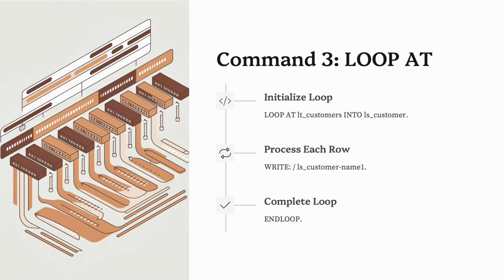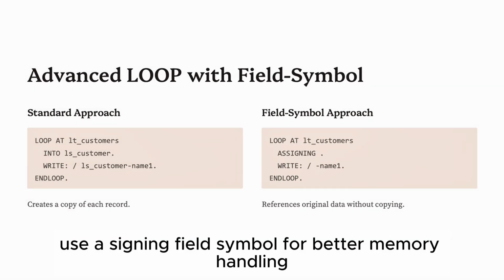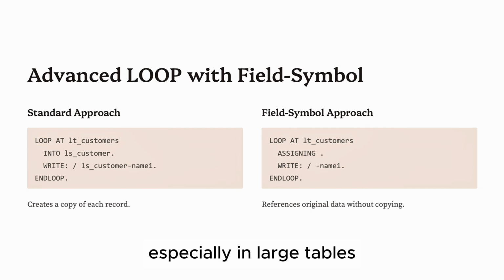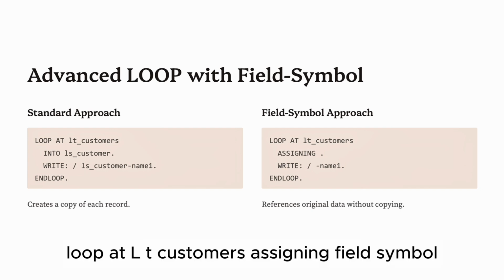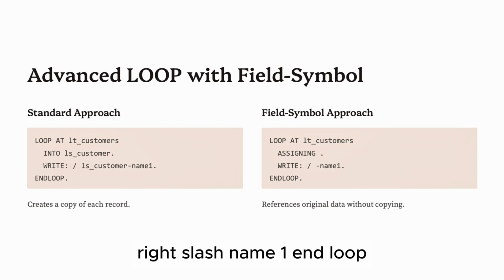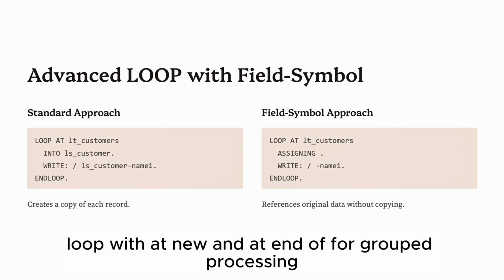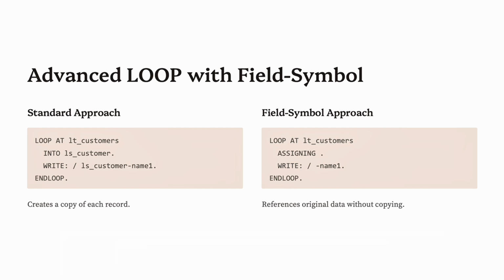Advanced tip. Use ASSIGNING FIELD-SYMBOL for better memory handling, especially in large tables. LOOP AT lt_customers ASSIGNING <fs>. WRITE: / <fs>-name1. ENDLOOP. Bonus insight. Pair LOOP with AT NEW and AT END OF for grouped processing in classic reporting scenarios.